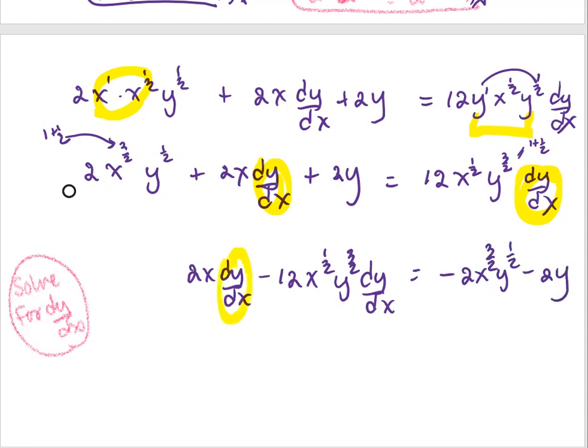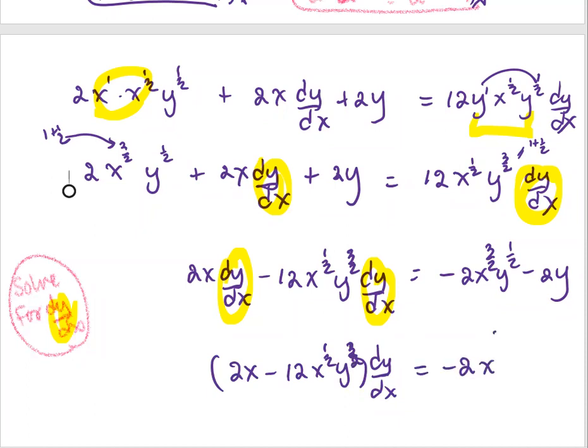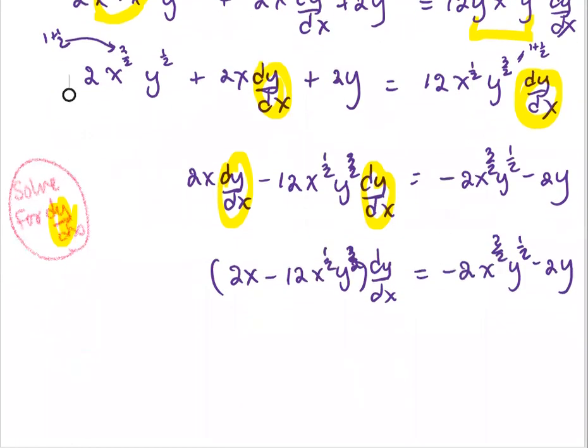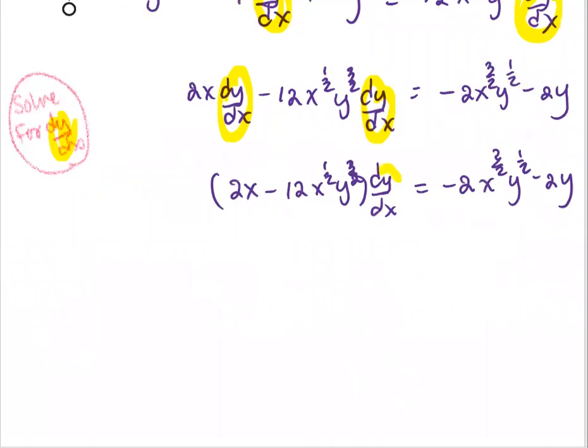Okay. And then since our goal is to find dy/dx, we're going to factor out the dy/dx and collect the coefficient together: (2x minus 12 x to the power 1/2, y to the power 3/2) dy/dx equals negative 2 x to the power 3/2, y to the power 1/2 minus 2y. Because the goal is to solve for dy/dx, leave dy/dx by itself and divide both sides by the coefficient of dy/dx.